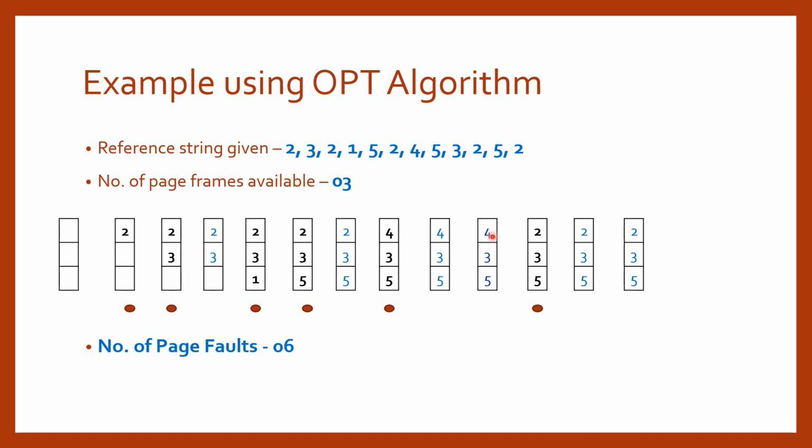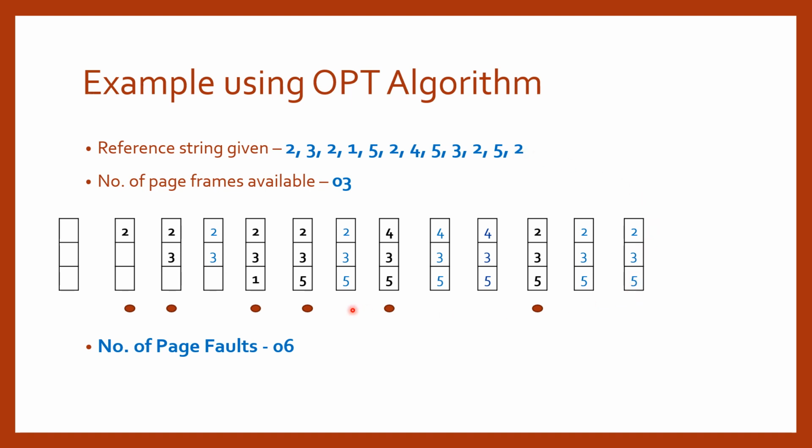So we have to select out of 4, 3 and 5. We will see in the reference string that both 4 and 3 are not requested in the future, so we will apply first come first serve, FIFO. 4 is coming before 3, so we'll replace 4 and load 2 in place of it and record a page fault. Now for 5, 5 is already there, so no page fault. Lastly 2, again 2 is already there, so no page fault.